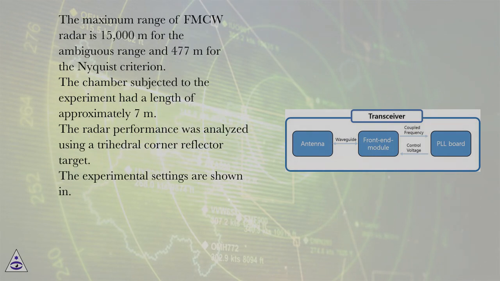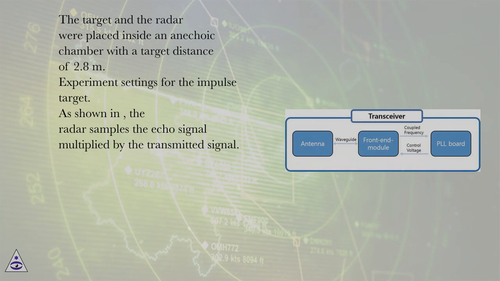The maximum range of FMCW radar is 15,000 meters for the ambiguous range and 477 meters for the Nyquist criterion. The chamber subjected to the experiment had a length of approximately 7 meters. The radar performance was analyzed using a trihedral corner reflector target. The experimental settings are shown in the figure. The target and the radar were placed inside an anechoic chamber with a target distance of 2.8 meters. Experiment settings for the impulse target.